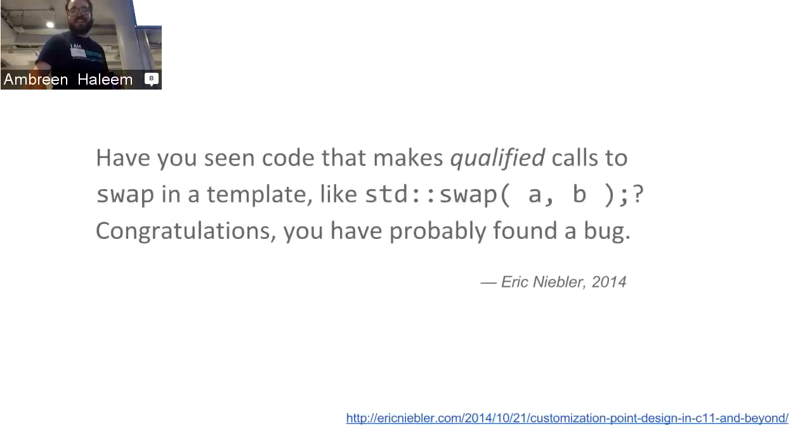But anyone who makes qualified calls to swap in a template is doing it wrong. Right? They did std swap of A and B. Congratulations, you probably found a bug. Everyone should be using unqualified calls to swap. Using std swap; swap A with B.